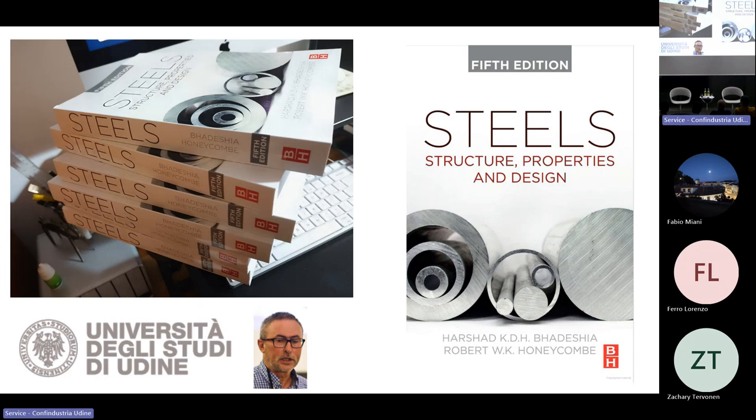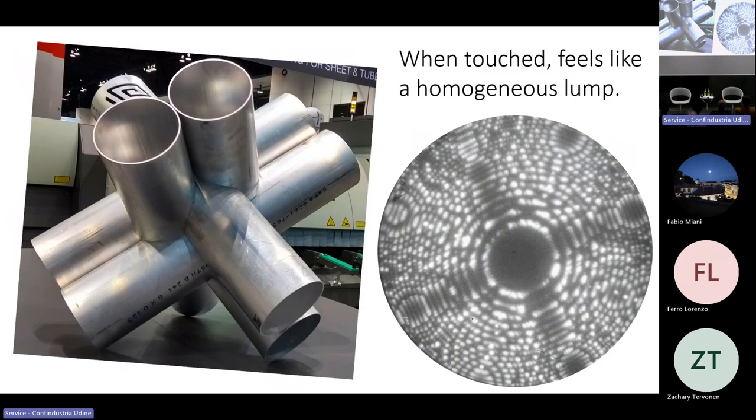Because the majority of people in the world think that, you know, steel is steel. There's nothing more interesting. So they will see a piece of steel and they will recognize it as a lump of material. And another piece of steel is the same as a lump of material. But we know that we can produce a huge range of properties. And that is the reason why steel is so successful.